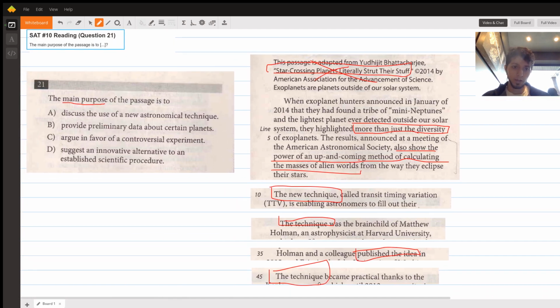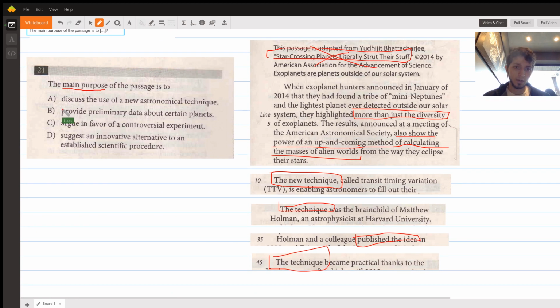So going back, we can start to eliminate and select our answer choice. A says, discuss the use of a new astronomical technique. This matches pretty much what we just said, so we should definitely keep this one.